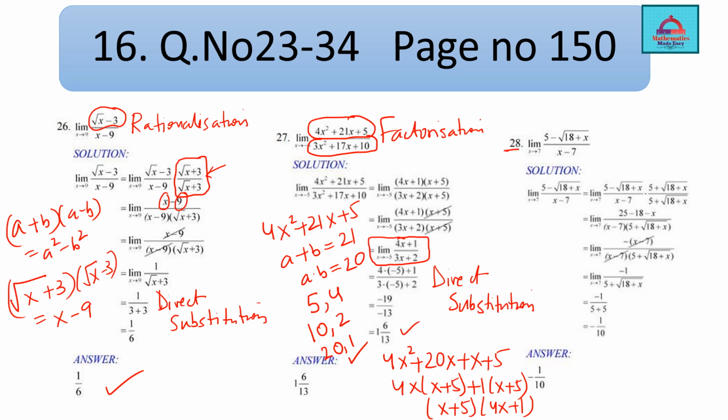Now you similarly do question 28. You do the rationalization, the conjugate has changed sign, so 5 plus square root of 18 plus x. Do the algebra and your answer is this. So the answer key for 26 to 28 is given here. Let's see the answer key for more questions.